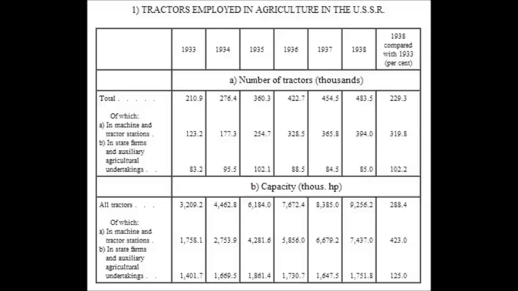And moving on to the second 5-year plan, you can see the amount of tractors used doubled during the second 5-year plan. So it went from 210,000 tractors in 1933 to 483,000 in 1938. So it more than doubled. And the vast majority were in the machine and tractor stations used by collective farmers, and the minority in state sector farms.